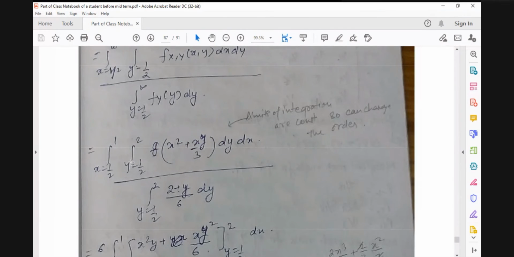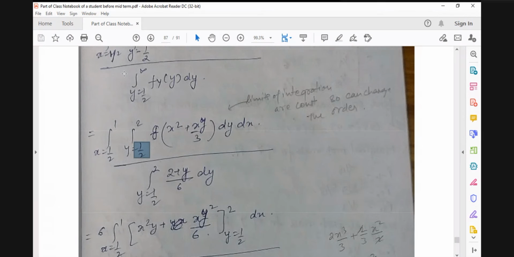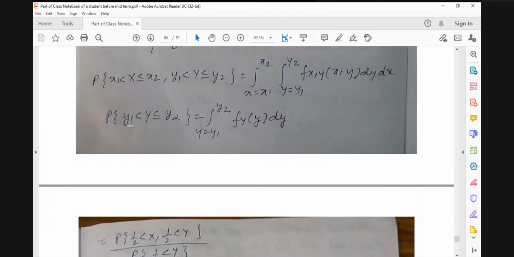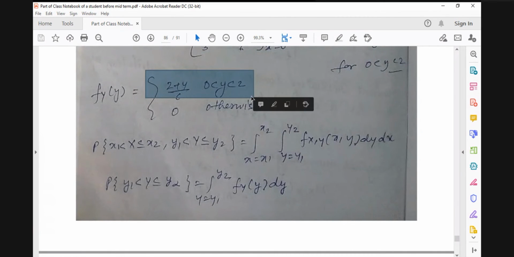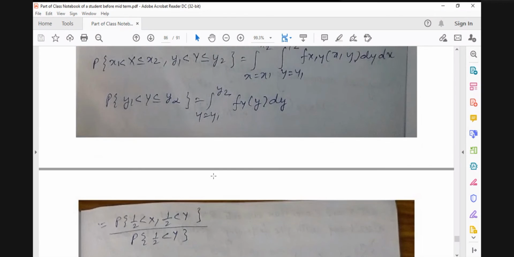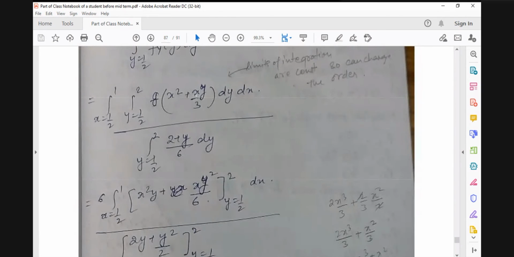So this is actually this one. Now here, since the limits of the integration are constant, you can see the lower limits are 1 by 2 and 1 by 2. So if the limits of the integration are constant, you can change the order of integration. You can integrate with respect to y first or with respect to x first. Similarly, in the denominator, 1 by 2 to 2, it is because for the other domain 2 to infinity, this f_Y(y) is 0. We have already calculated here that for y greater than 2, it is 0.